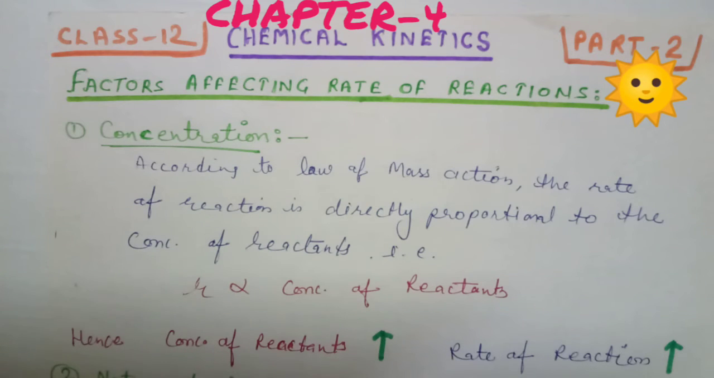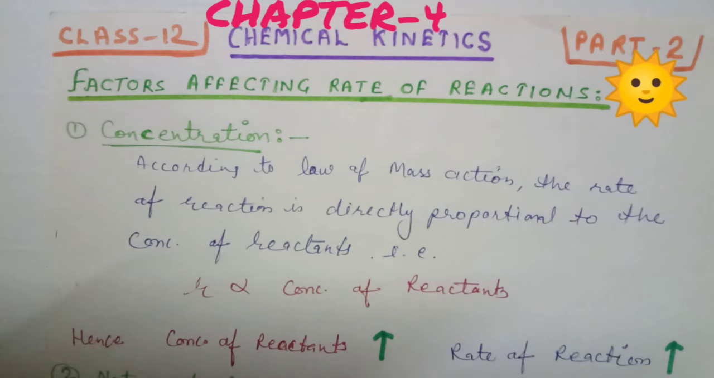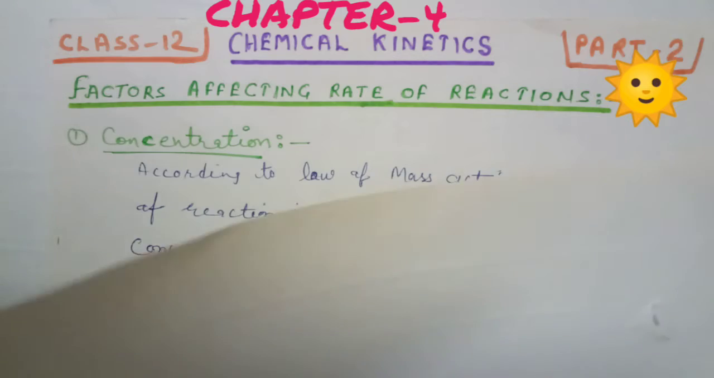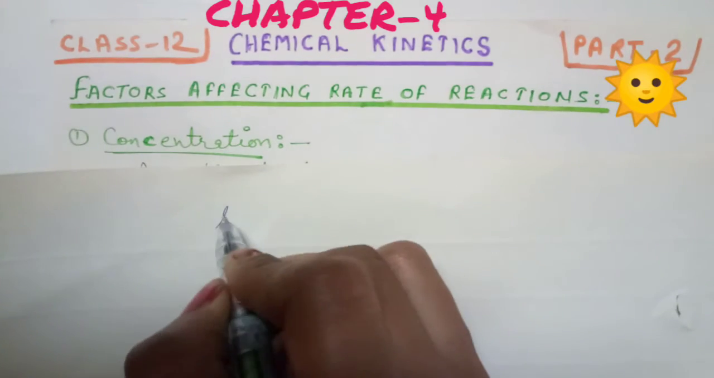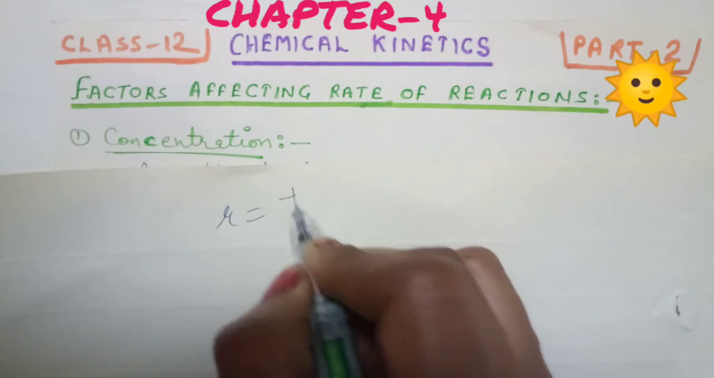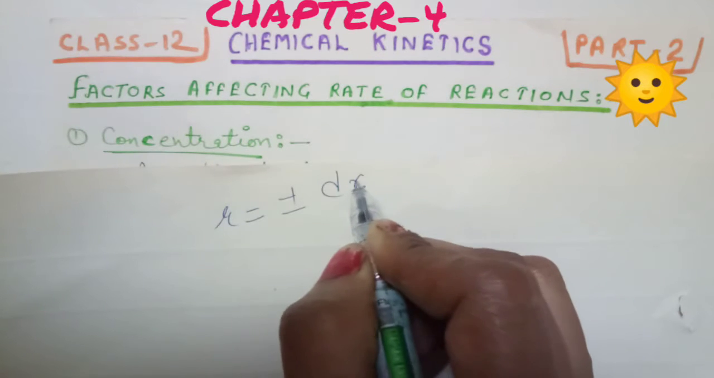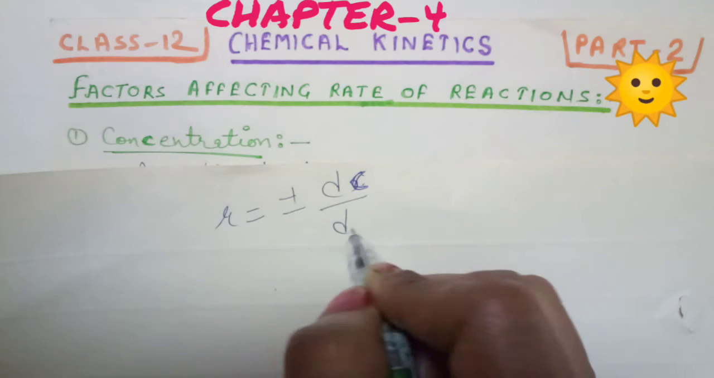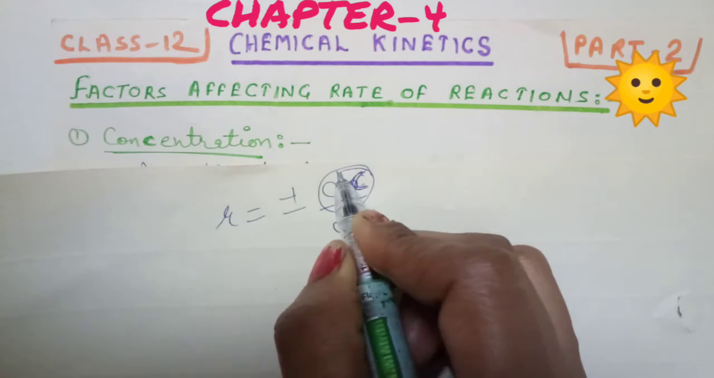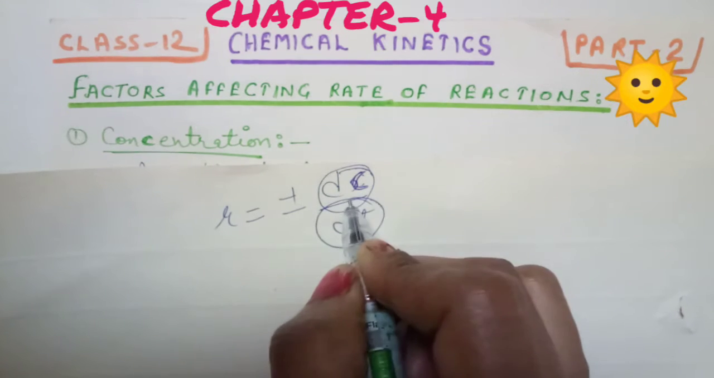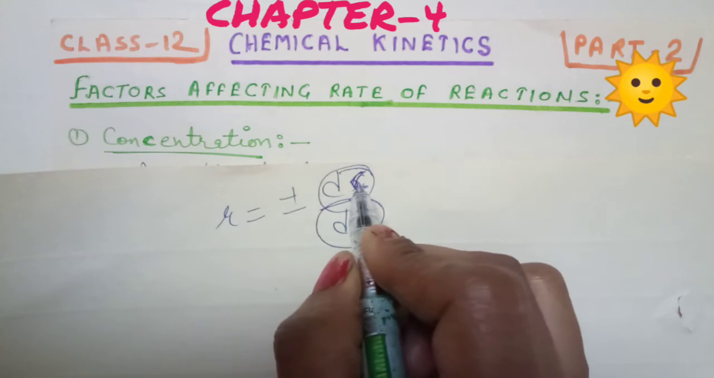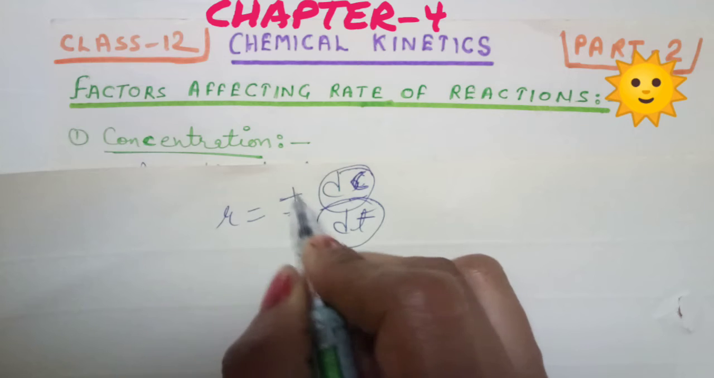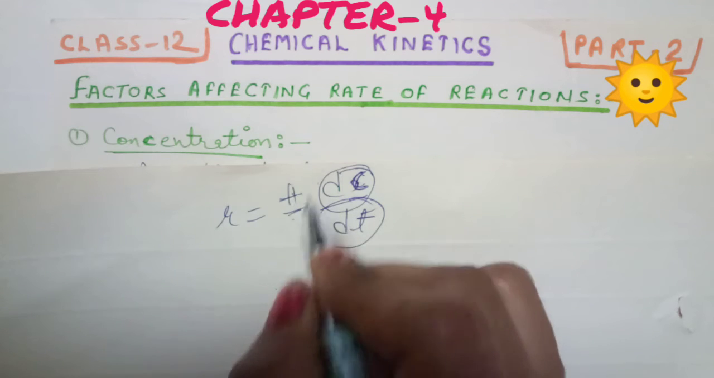We are studying chapter 4, chemical kinetics. In the first chapter, I told you, we discussed the rate of reaction. The rate of reaction R will be equal to plus or minus dC upon dt, where dC is the change in the concentration and dt is the time taken for the change in concentration. Plus and minus show the change, meaning increase or decrease.